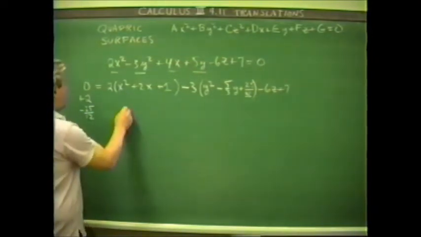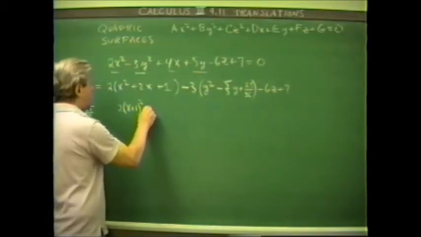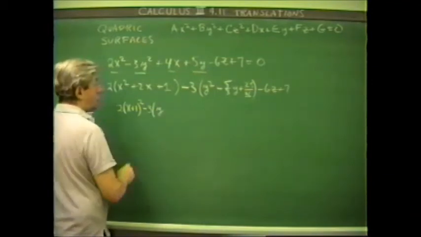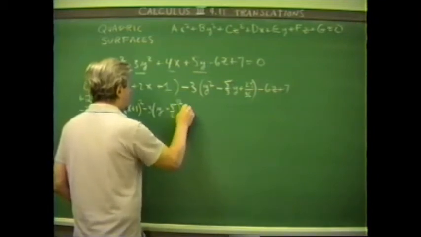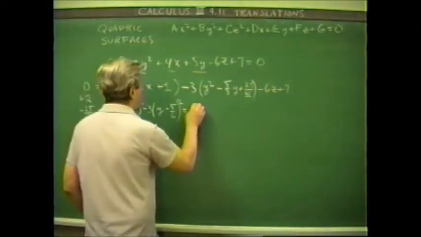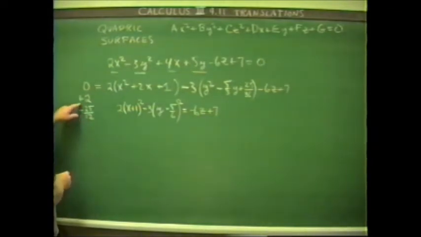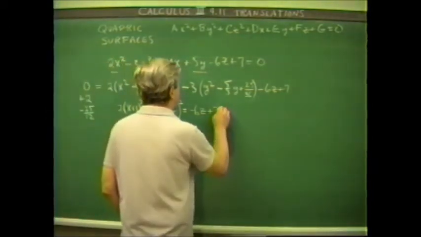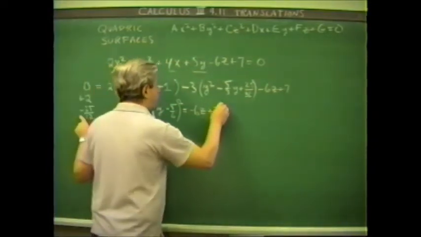Right? So that all together here, what we're going to get is 2 times x plus 1 squared minus 3 times y minus 5/6 quantity squared is equal to minus 6z plus 7. What have we got over here? We've got 2, which is 24/12 minus 25/12. So this is minus a 12th. So we've got plus 7. And if we add a 12th to both sides, we're going to have 7 and 1/12.